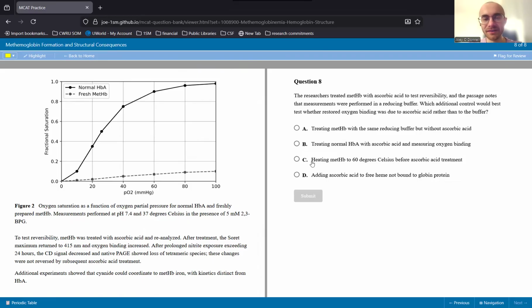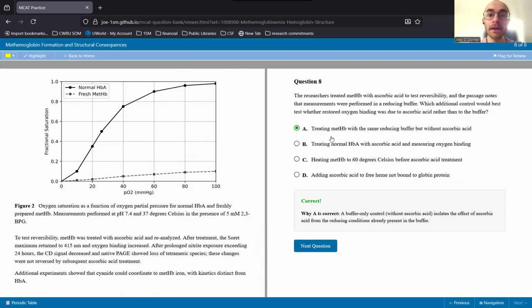C, this is just going to denature it. I don't know what that's going to do to isolate any effect from the buffer. And then D, free heme, not bound to globin. Again, we don't know whether that's the area of denaturation or not. So there's too many other moving parts. I like A.